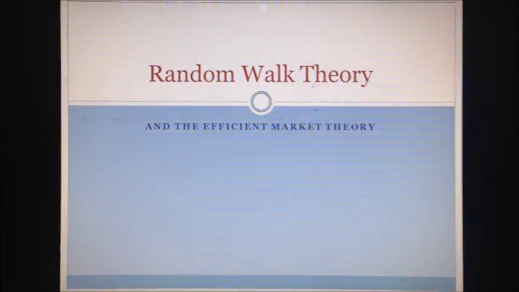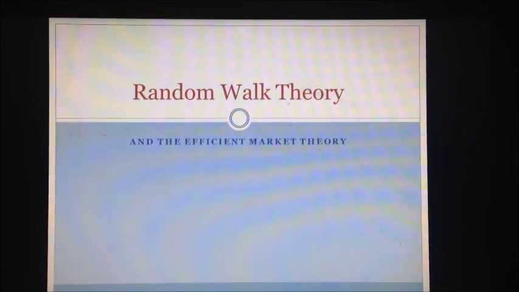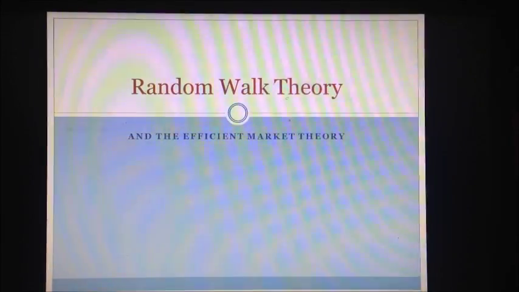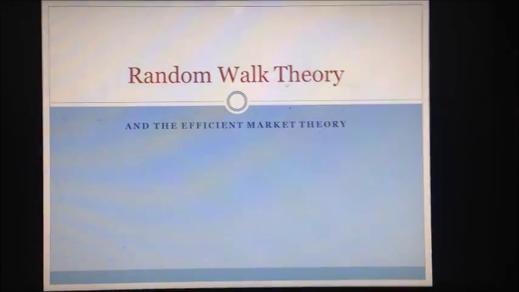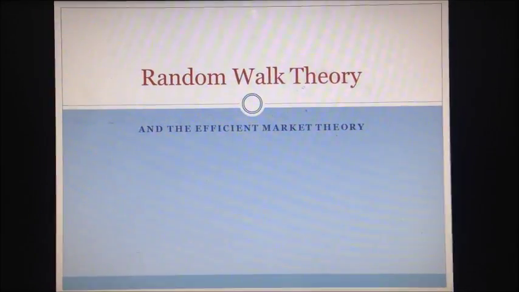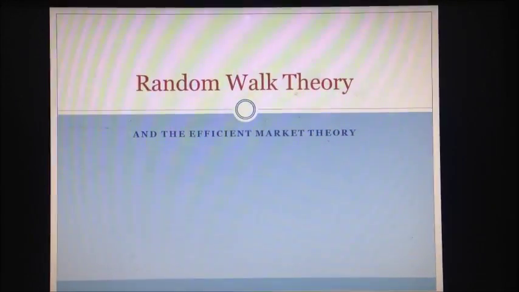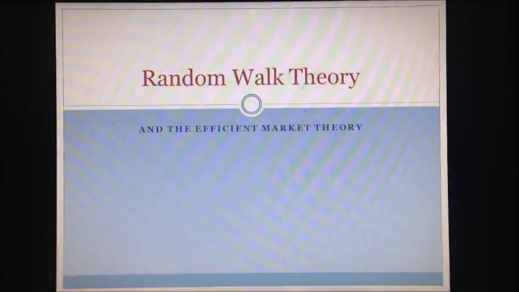The random walk theory is the idea that the stock market is completely random and cannot be predicted using the past trends of stock prices. This theory agrees with the concept of the efficient market theory, which says the exact same thing: that the stock market is efficient and cannot be predicted using past prices.